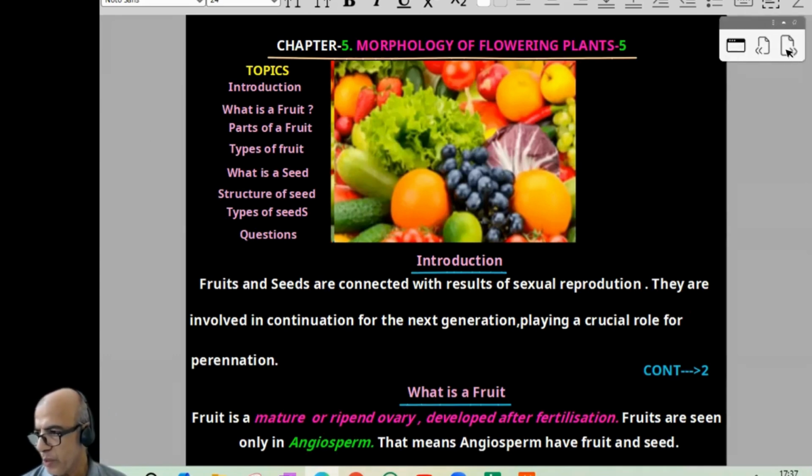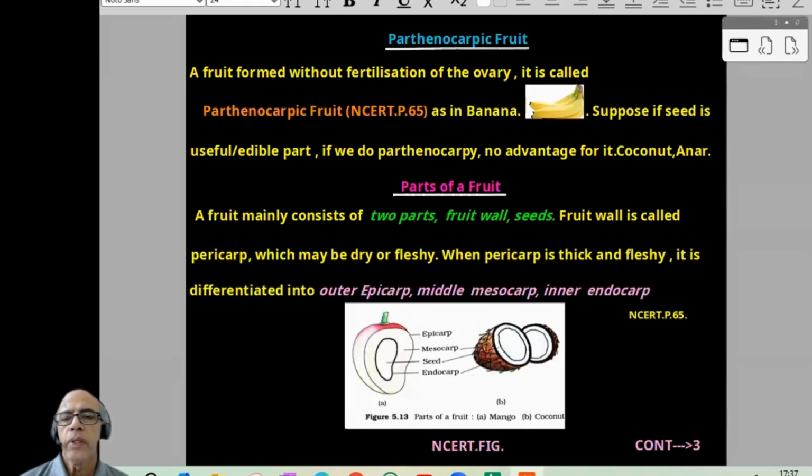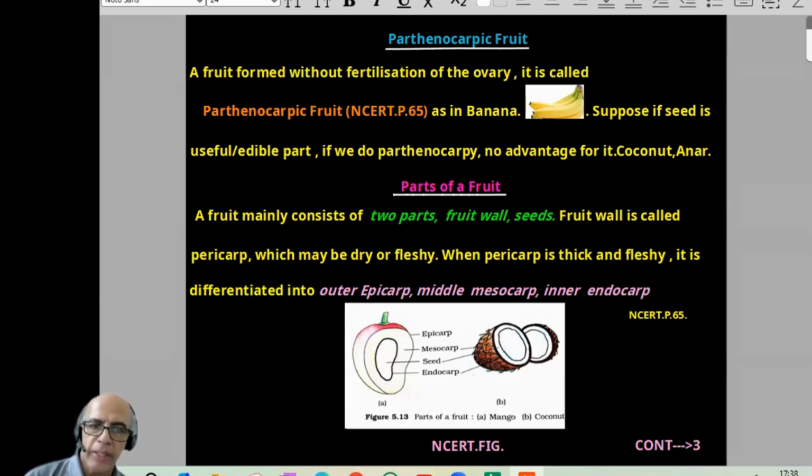Now we can proceed to the second page. A modification for fruit is called parthenocarpic fruit. What is meant by parthenocarpic? In honeybees we will be studying parthenogenesis, male honeybee production. Here, parthenocarpic fruit is a fruit formed without fertilization of the ovary. Ovary in the sense, egg, etc. It is called parthenocarpic fruit.